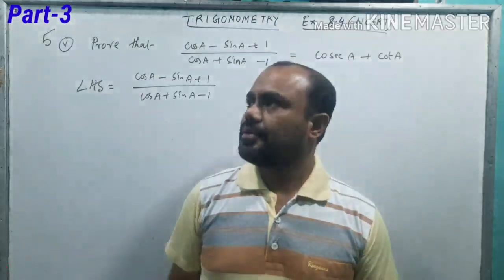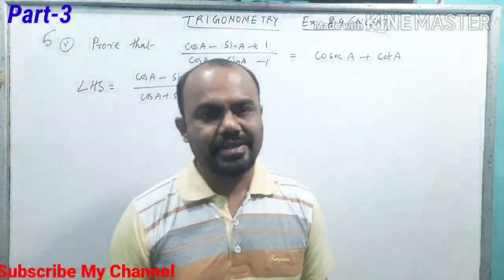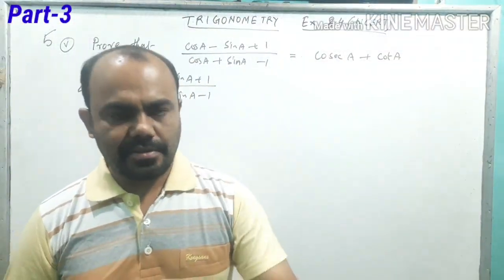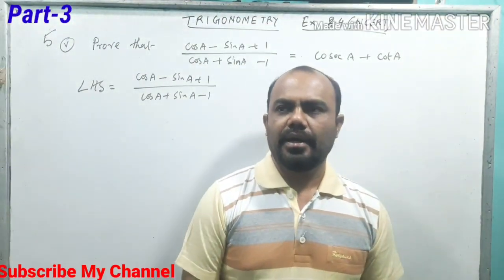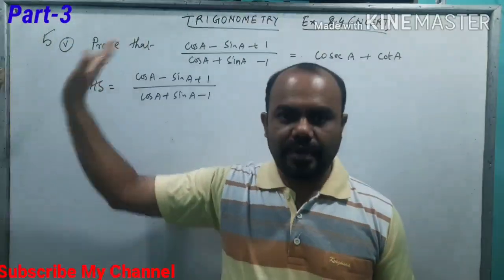As you can see, today I am starting with number Roman 5 of 5 of exercise 8.4 of chapter 8, that is class 10 trigonometry. In my last two videos, I have already solved number Roman 5 of 5.